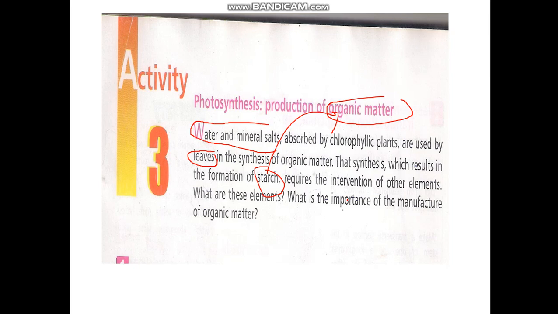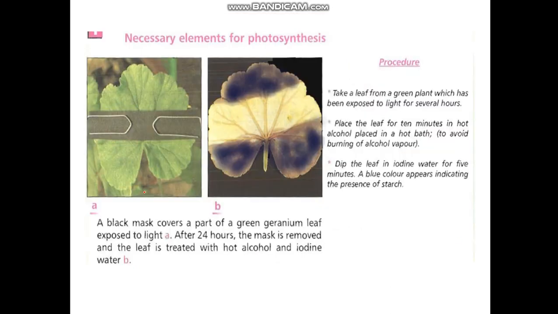This requires the intervention of other elements, not only water and mineral salts. There are other elements that are necessary for the production of starch, the organic matter. So what are these elements? And what is the importance of the manufacture of organic matter? Synthesis means manufacture. What is the importance of the synthesis of the organic matter, which is starch? So this is the first experiment. Pay attention in order to understand it well.